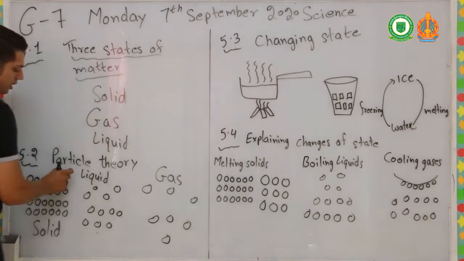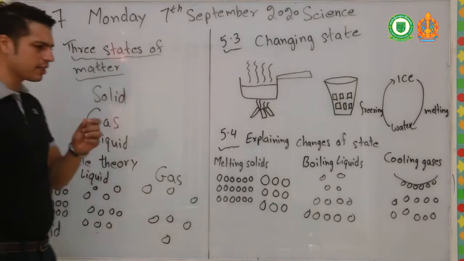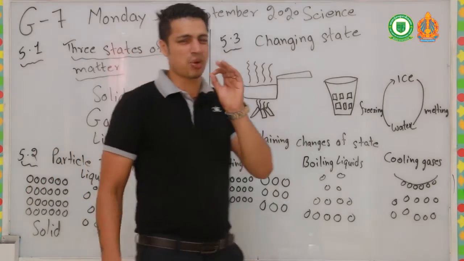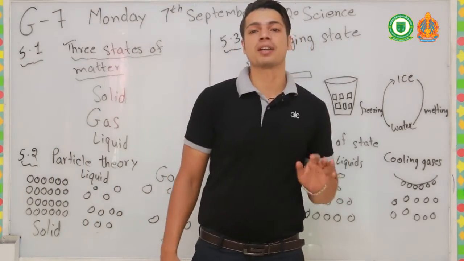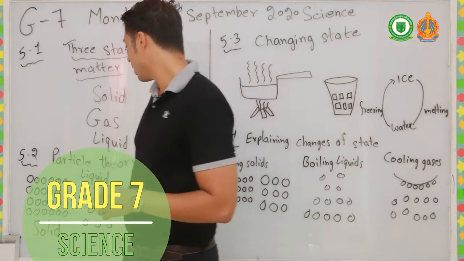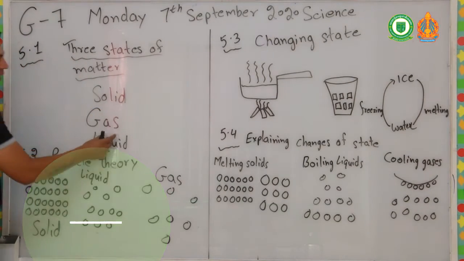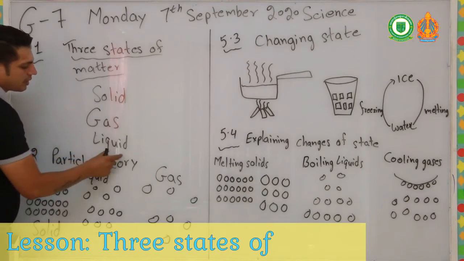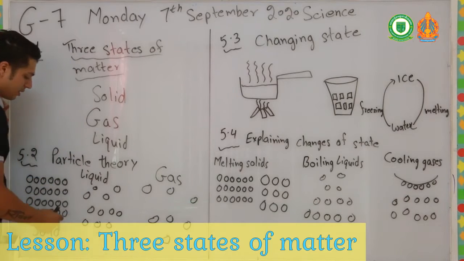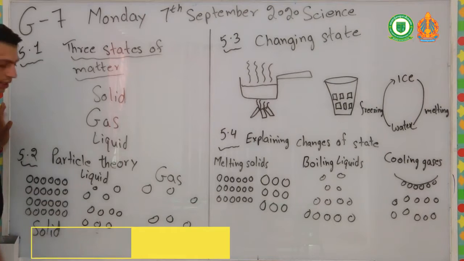Now, particle theory. Particles are very small. We cannot see particles with naked eyes. All 3 states of matter, solid, gas and liquid, have particles. So, particles in solid, particles in gas, and particles in liquids.